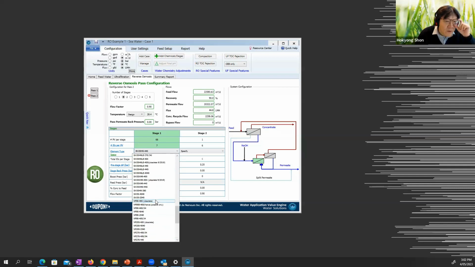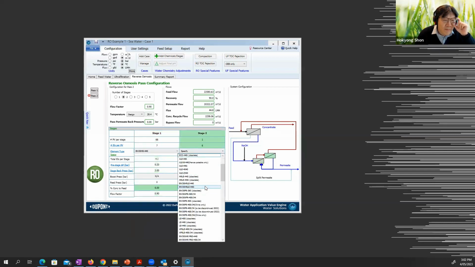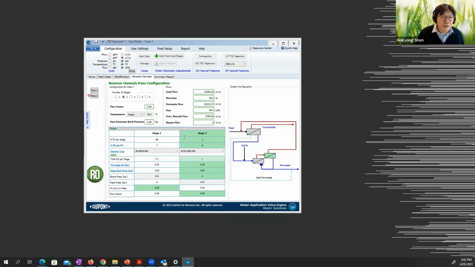You can see this is all commercial membrane. So you can specify based on your experience, or you can ask the manufacturing company which membrane would be good for your operation. But this is brackish water, which means very low TDS. So I can select something very similar to BW30, maybe 400. So that's how this works.